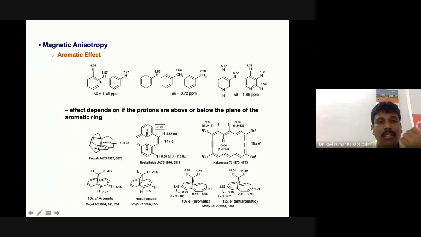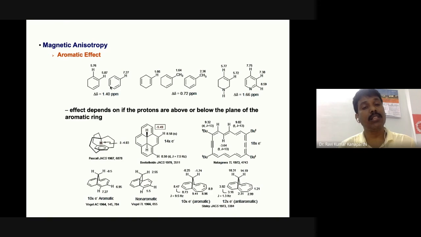So in the case of a simple cyclic diene, the chemical shift values are 5.76 and 5.87. But the moment you have one more double bond in the same six-membered ring, you have aromaticity, and as a result a very strong ring current that de-shields the proton, and the chemical shift values will be higher. You can take the other example of dienes, where there is conjugation and where there is no conjugation. Both are entirely different.